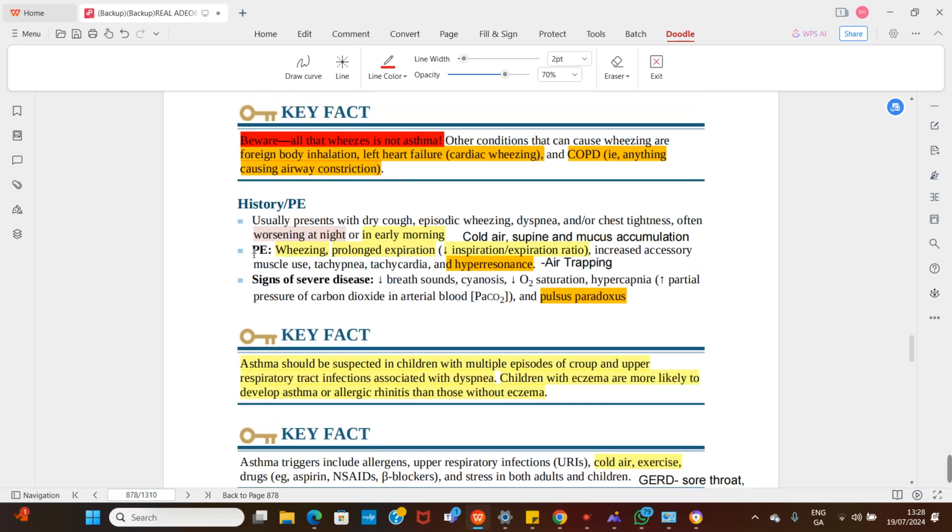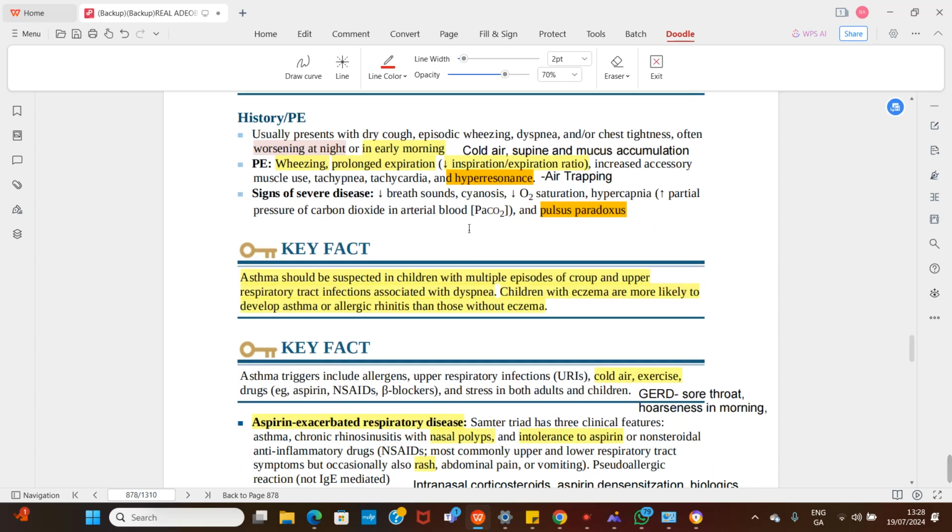So by the way, what are the normal symptoms for people with asthma? They have dry cough, wheezing, chest tightness, and dyspnea. This is already what we know, and this is worsened at night or very early in the morning. So the cough, the wheeze, difficulty in breathing, and chest tightness.